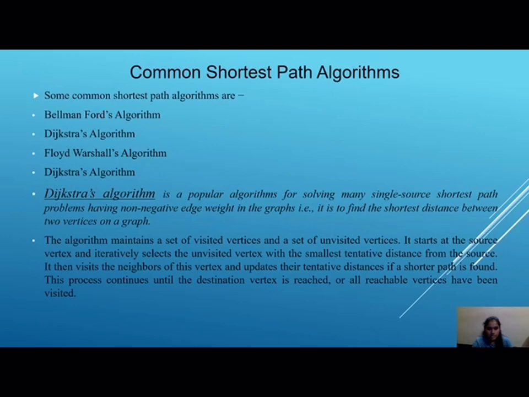The algorithm maintains a set of visited vertices and a set of unvisited vertices. It starts at the source vertex and iteratively selects the unvisited vertex with the smallest tentative distance from the source. It then visits the neighbors of this vertex and updates their tentative distances if a shorter path is found. This process continues until the destination vertex is reached or all reachable vertices have been visited.